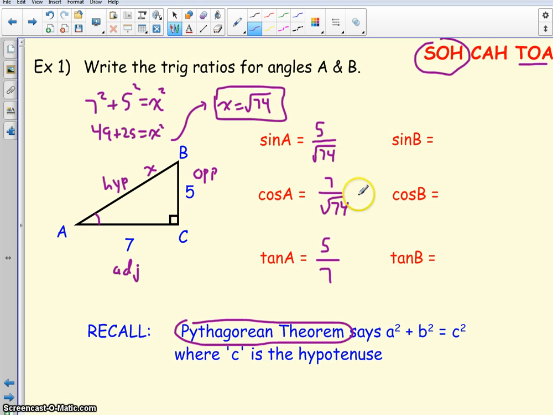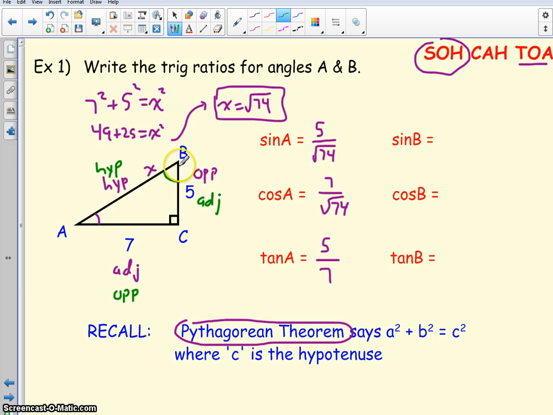And for angle B, the one thing I have to be careful of here is if I'm working with angle B, now the side opposite to B is my side that's length 7. So the side that's 7 becomes my opposite. The side that's 5 becomes my adjacent now. And my hypotenuse doesn't change, right? That's still across a 90-degree angle, so it doesn't matter what angle you're working with. But you've got to be careful, make sure that your opposite and adjacent have been switched if you're working with angle B instead of angle A.